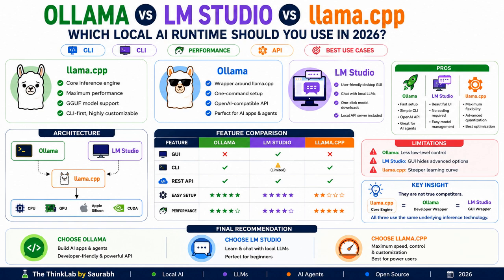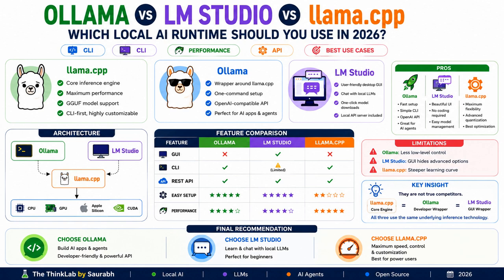Now let's look at some real-world examples. Suppose you are creating an AI customer support chatbot, right? Ollama is an excellent option. If you are learning about local AI for the first time, LM Studio makes the learning process very simple. If you are a researcher looking to optimize inference speed, llama.cpp gives you the best flexibility for your needs, right? Each tool has its own purpose. None of them is universally better. The right choice depends on your workflow.